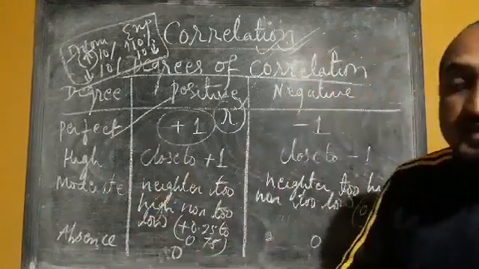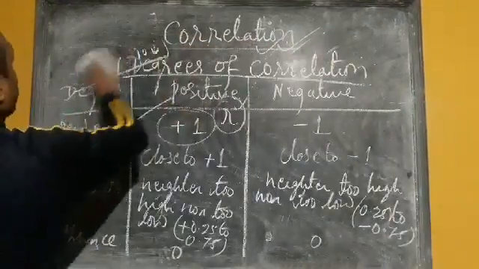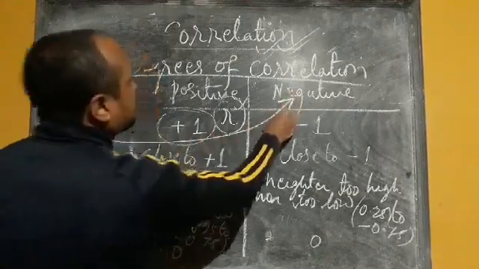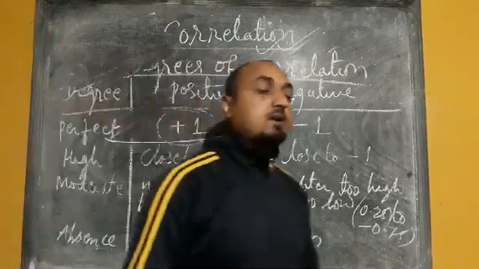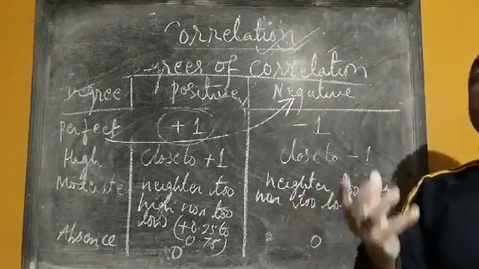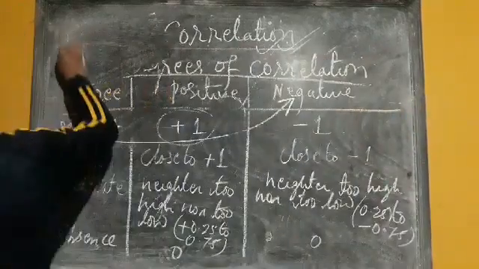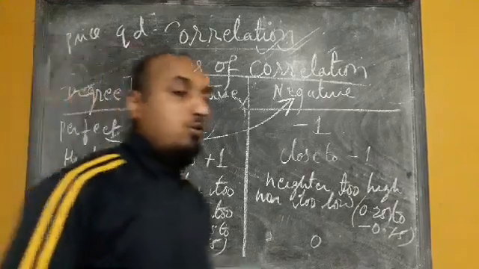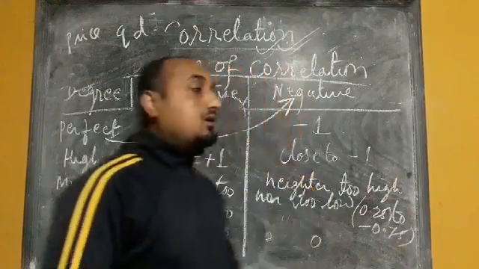Now next we will move to perfect negative correlation. Okay, perfect negative correlation. So what is that perfect negative correlation? First we have to know the relation between two variables which have a negative relationship. When we are discussing price and quantity demanded, we can see that price and quantity demanded are negatively related. Okay, negatively related.